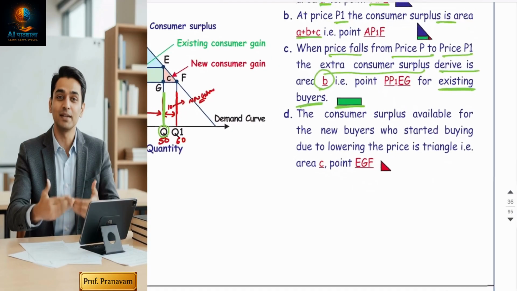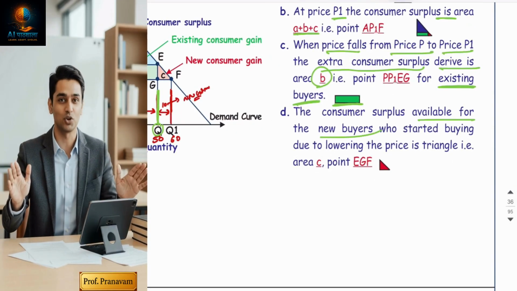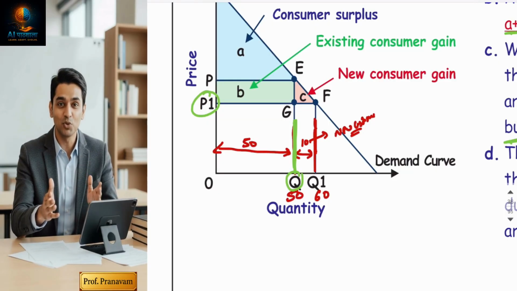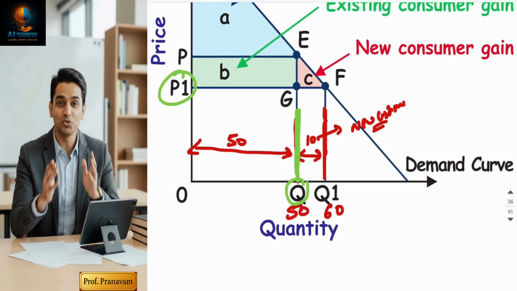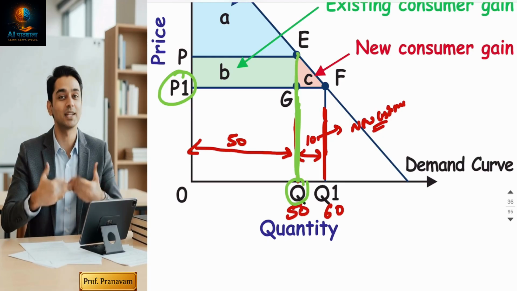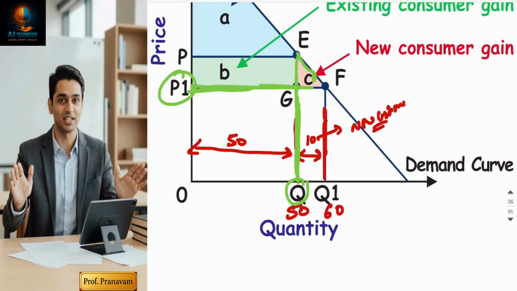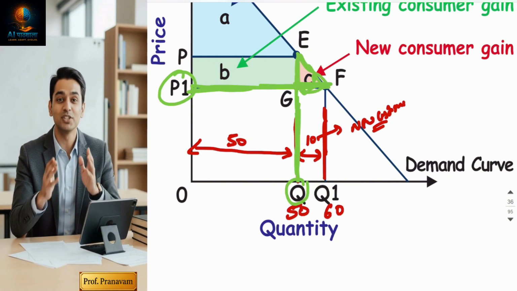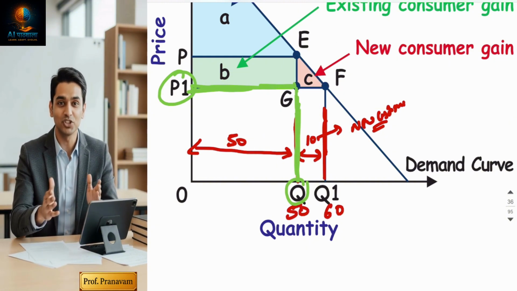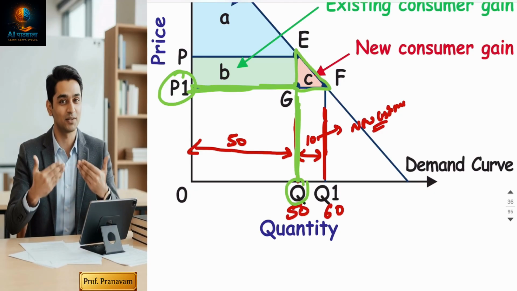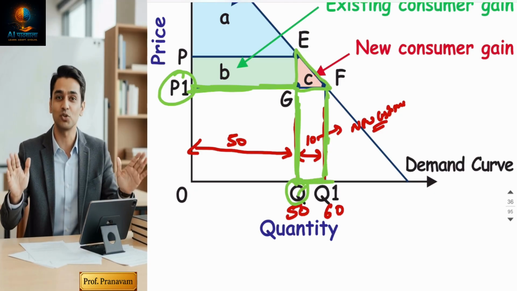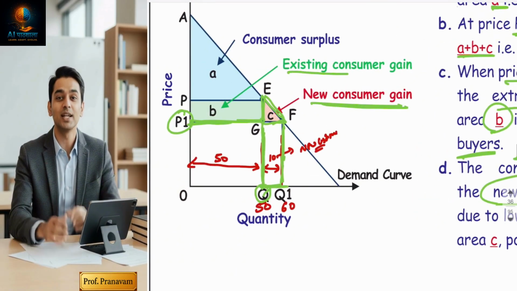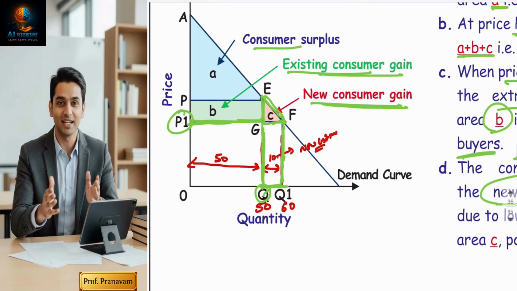Next, the consumer surplus available for the new buyers due to the fall in price when the price becomes P1. How many new customers have been added? 10 new customers. So 10 new customers got a surplus. This is the price line, and the area above the price line is called surplus. So this small triangle, area C, is my new customer surplus. Just 10 consumers. That's why this indicates the new consumer gain, the existing consumer gain, and this is the original consumer surplus.